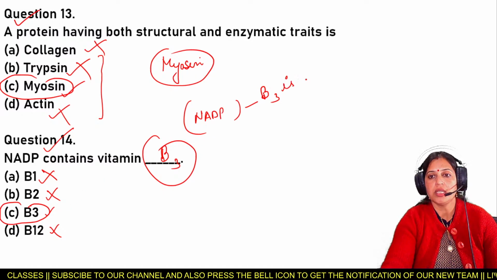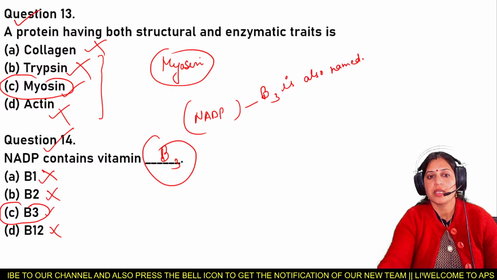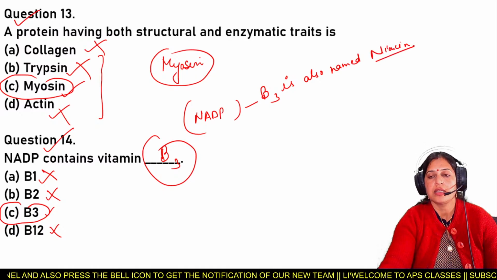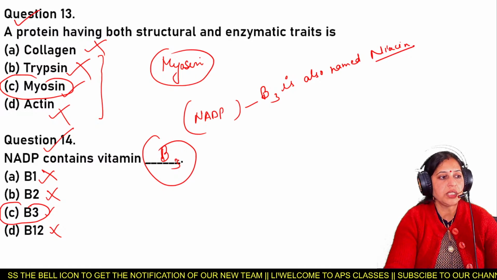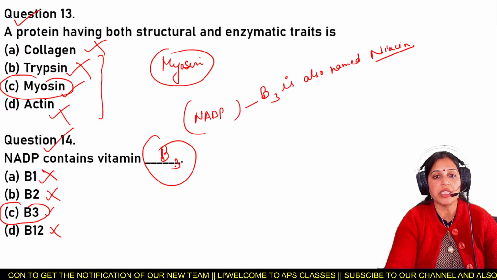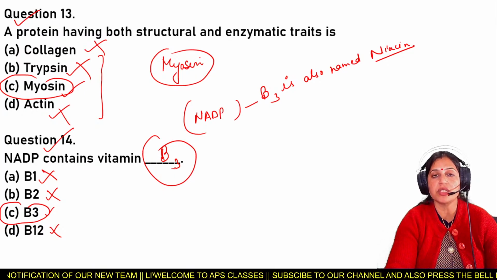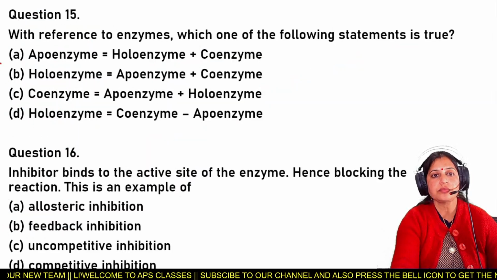Because B3 is also named as niacin. So NADP contains the vitamin B3 because B3 is also named as niacin. So this is the right answer.